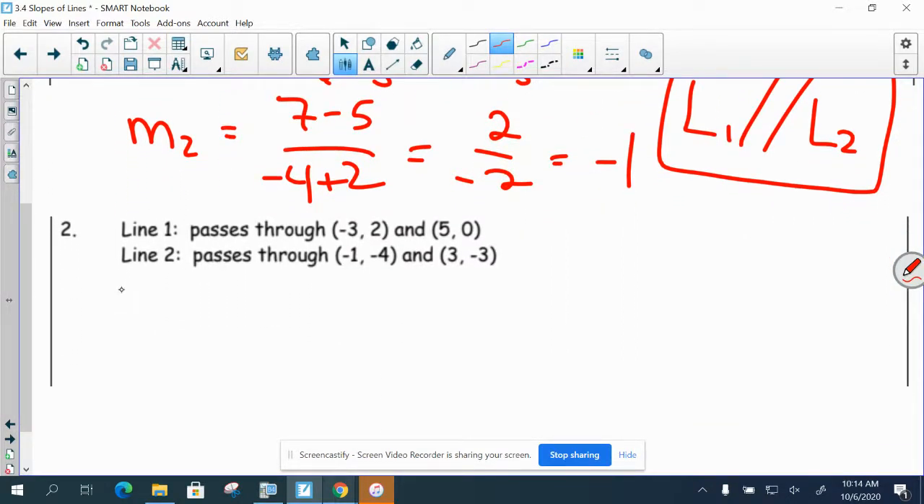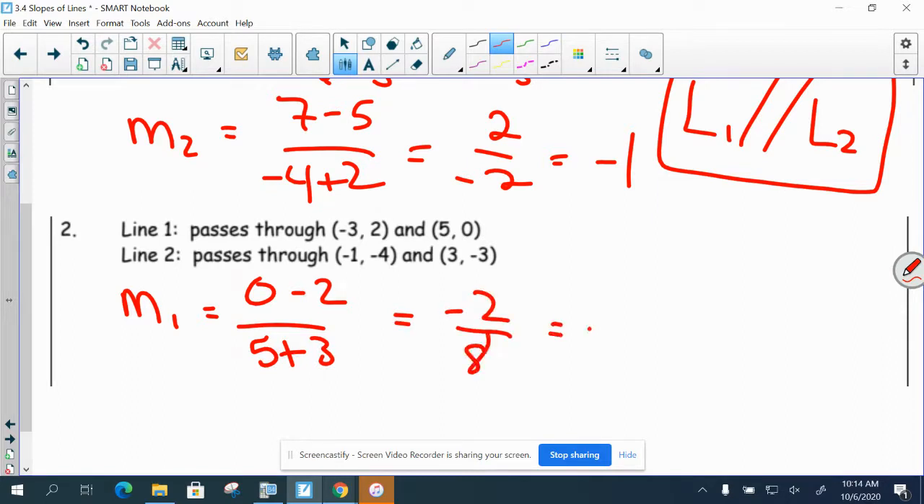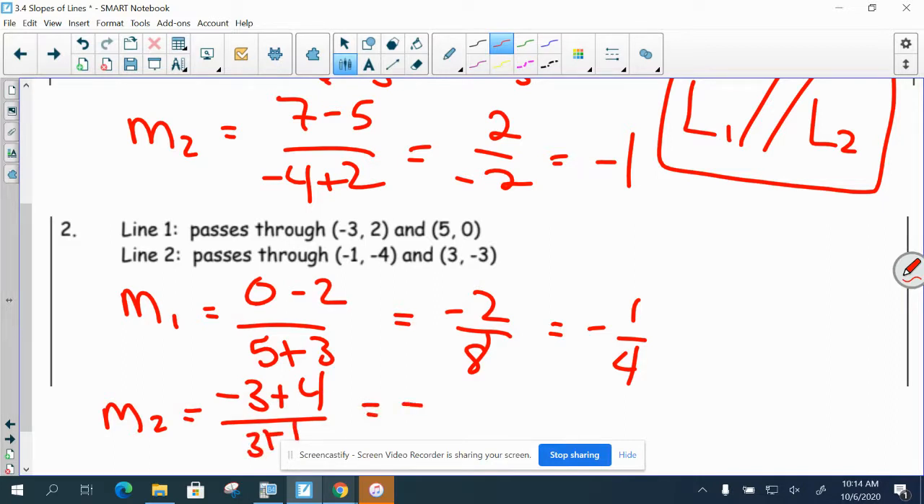Okay, we'll do the same thing here. M1 equals 0 minus 2 over 5 plus 3, so negative 2 over 8, negative 1/4. M2: we have negative 3 plus 4 over 3 plus 1. I'm kind of going fast, I hope you don't mind. So this becomes negative 1 over positive 4. So negative 1/4 and positive 1/4. They're opposite signs, but they're not reciprocals, and they have to have both of those things. So in this case, this would be neither, not parallel or perpendicular.